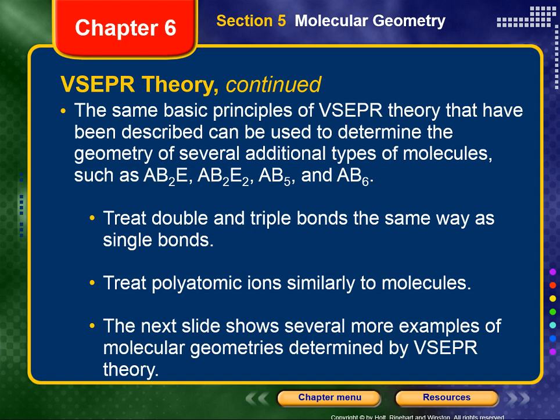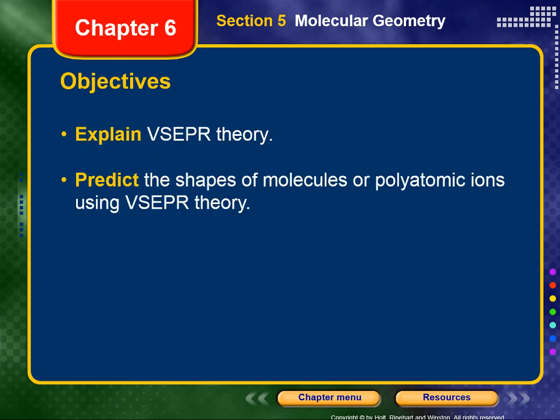Finally, in VSEPR theory, double and triple bonds are treated in the same way as single bonds, and polyatomic ions are treated similarly to molecules. Remember to consider all of the electron pairs present in any ion or molecule. Thus, Lewis structures in Table 6-5 can be used together to predict the shapes of polyatomic ions as well as molecules with double or triple bonds. At this point, you should be able to explain VSEPR theory and predict the shapes of molecules or polyatomic ions using VSEPR theory.